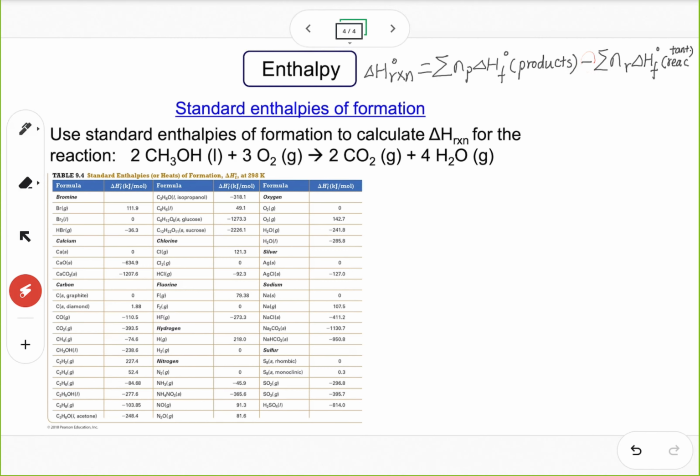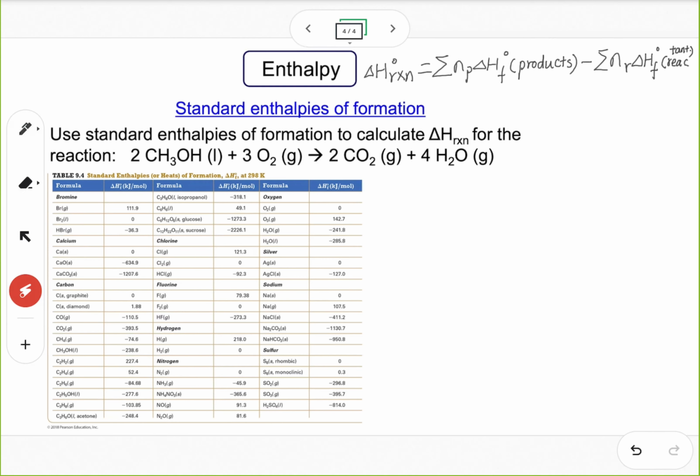Minus, okay, this is the first part, and then this is the second part. Between the two parts, it's a minus sign. Okay. Now, the second part, sigma, again, sum. Now, NR, R represents reactant. N means the coefficient of the reactants. The delta HF0 for reactants means the standard enthalpy of formation for reactants. For this particular case, it's methanol and oxygen.